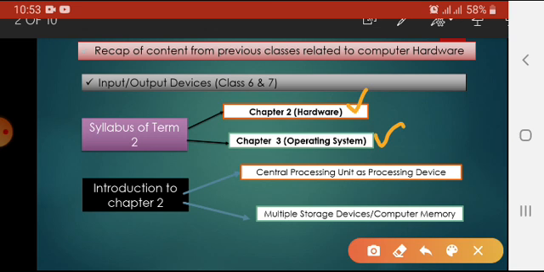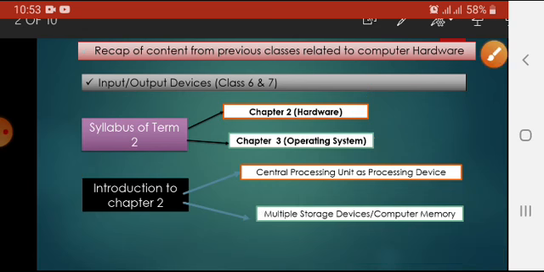Now, if you can see that what will we study in chapter number 2. In chapter number 2, we will study central processing unit or CPU as processing device, and we will also cover some storage devices or computer memory. So let's start this chapter.